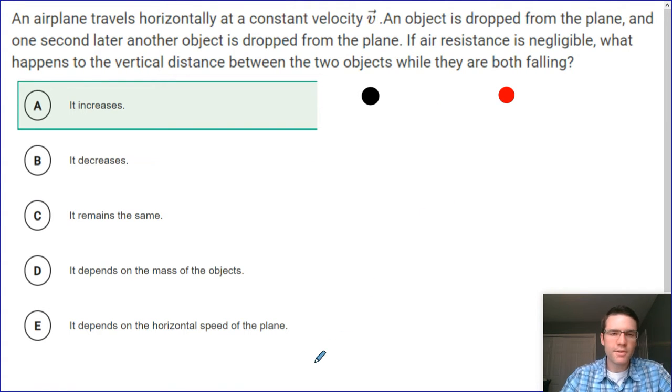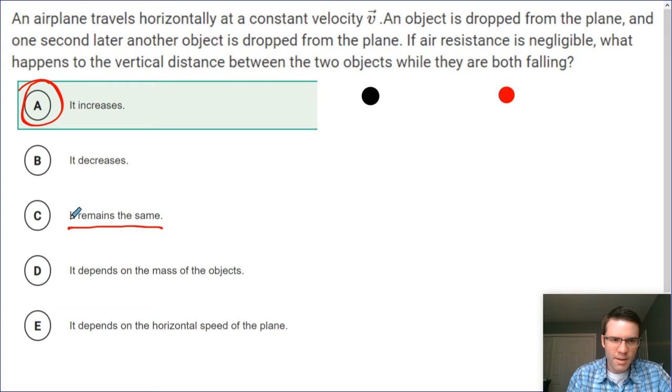An airplane travels horizontally at a constant velocity v. An object is dropped from the plane, and 1 second later, another object is dropped from the plane. If air resistance is negligible, what happens to the vertical distance between the two objects while they are both falling? The correct answer is A, it increases. And most of you who got this wrong chose C, it remains the same.